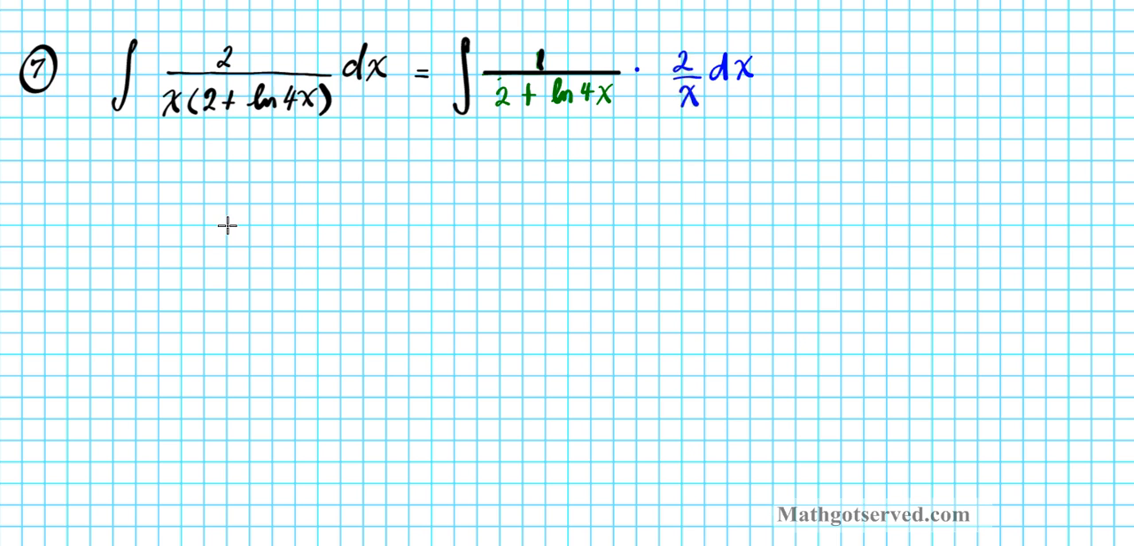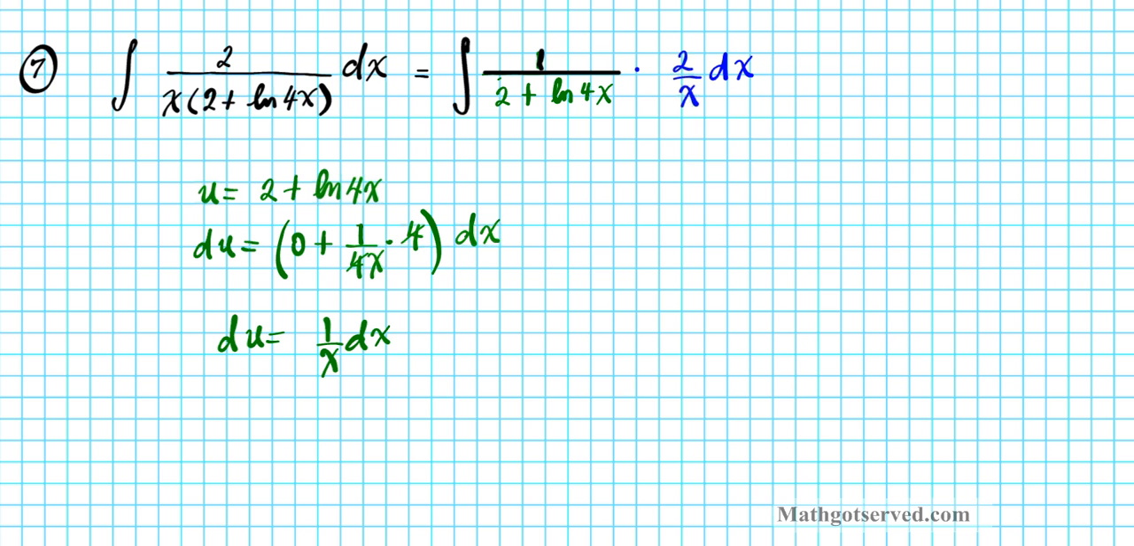So we're going to extract u. Let's call u the inner function of the rational composite function, which is 2 plus ln of 4x. If you differentiate this, du is going to be 0 plus. Now we're going to use the chain rule here. The derivative of ln u is 1 over u, but u is 4x, so it's 1 over 4x, times the derivative of 4x, which is 4, this entire expression dx. Okay, these two 4's divide out, so we have du is equal to 1 over x dx.